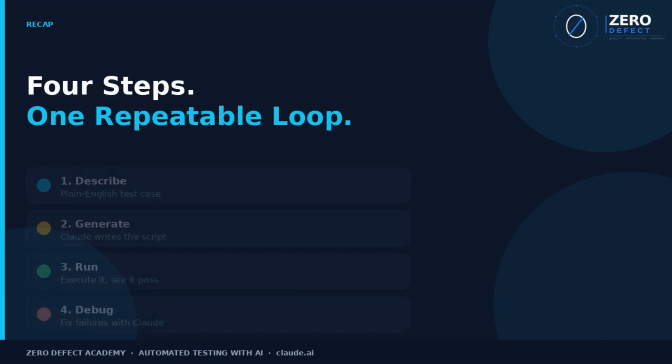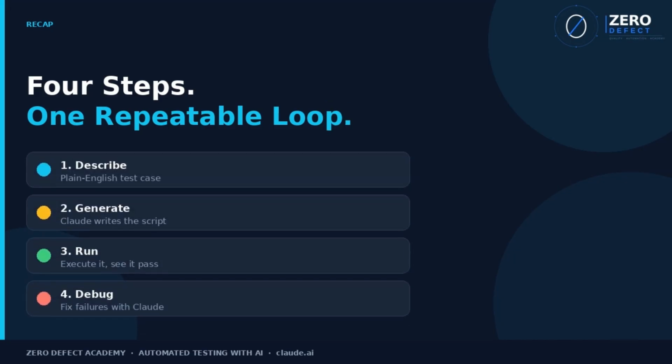Let's lock in what we covered today, because repetition is how this actually sticks. 4 steps. Describe your test case in plain English, answering who, what, where, and what success looks like. Generate the script by adding framework, language, inputs, and a concrete success condition to your prompt. Run it and see it pass. And debug it by handing real error messages back to AI when, not if, something breaks. This 4-step loop is the foundation for everything else in this series.